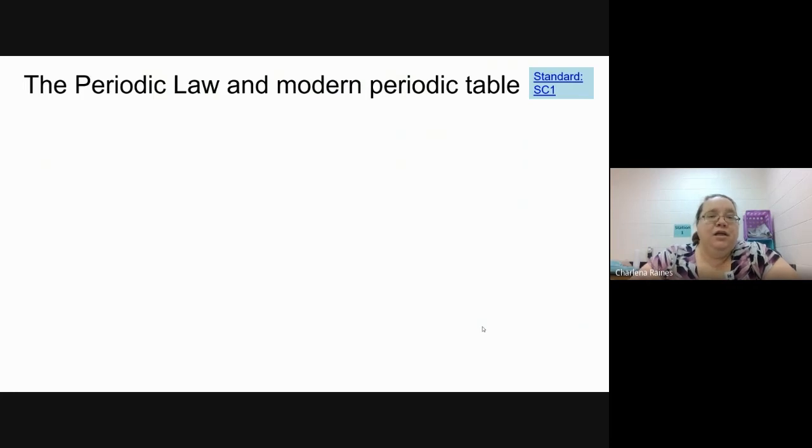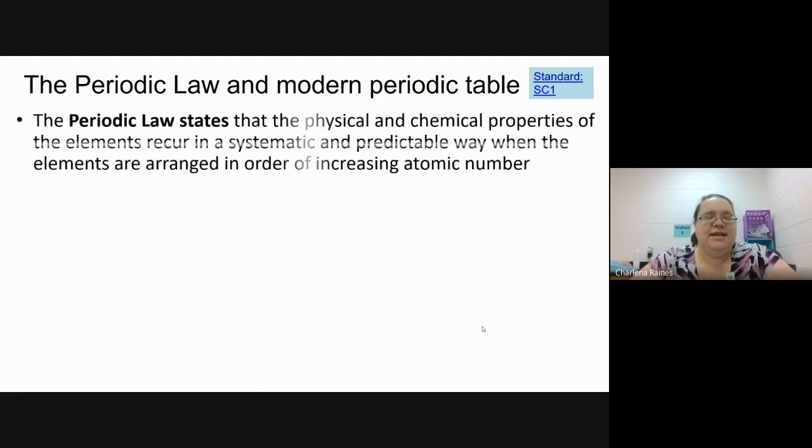So, periodic law. I mentioned this earlier. This is one of two major laws that we deal with in chemistry. Periodic law says that if we arrange the elements by atomic number, so by increasing number of protons, we see a repeatable pattern in the properties of the elements, both chemical and physical.